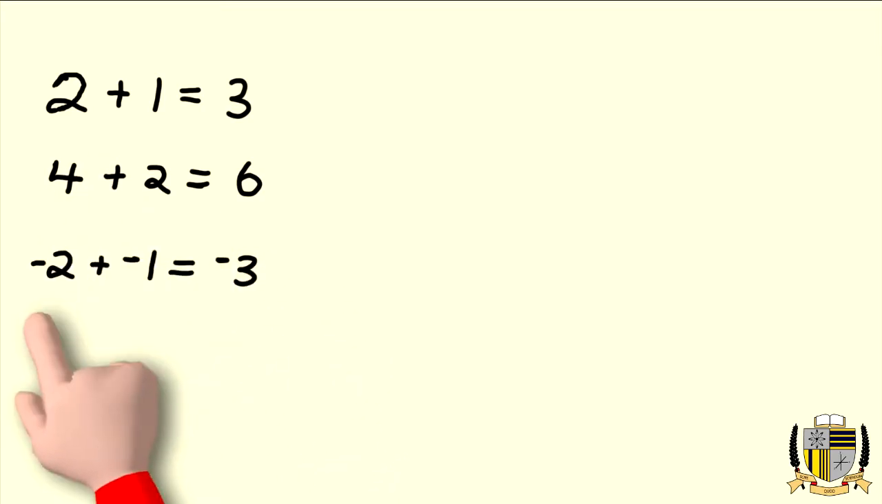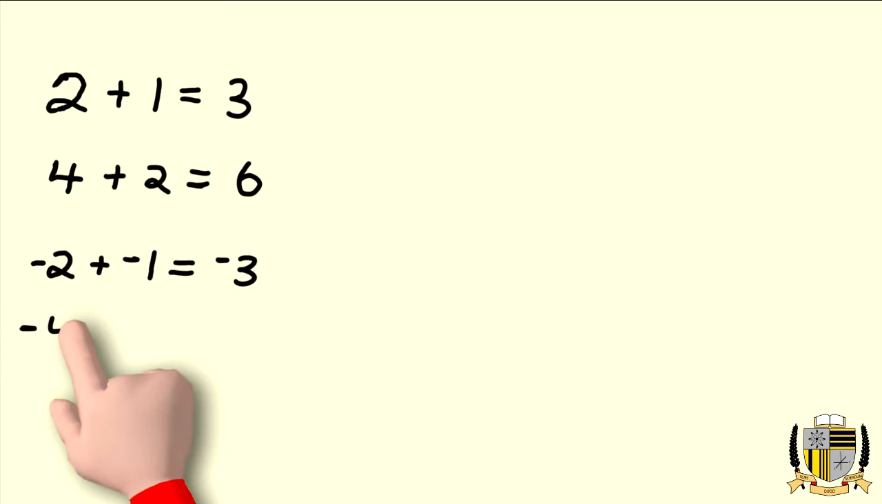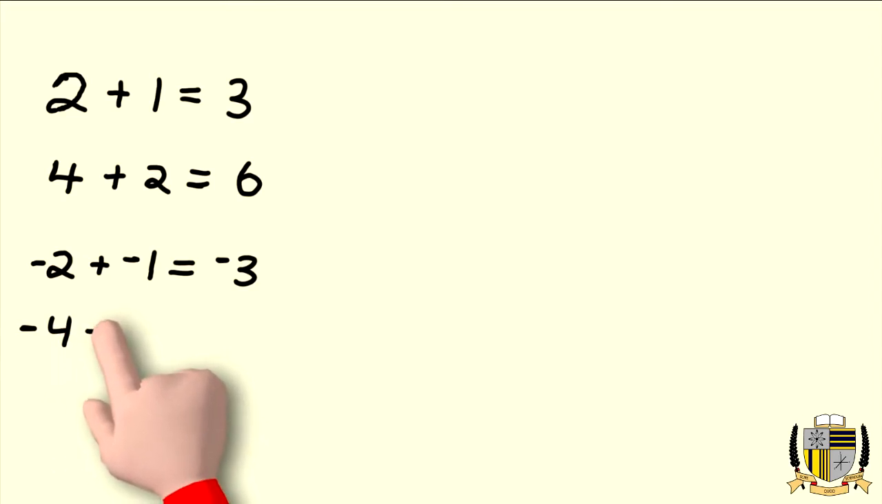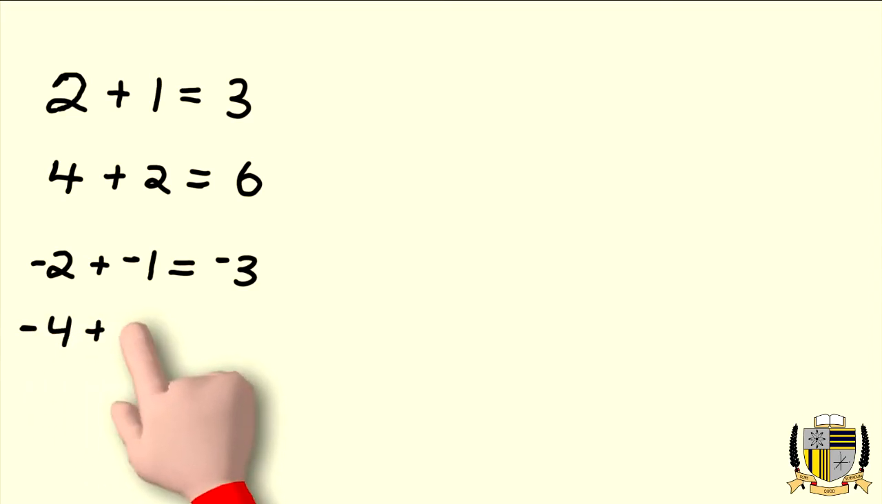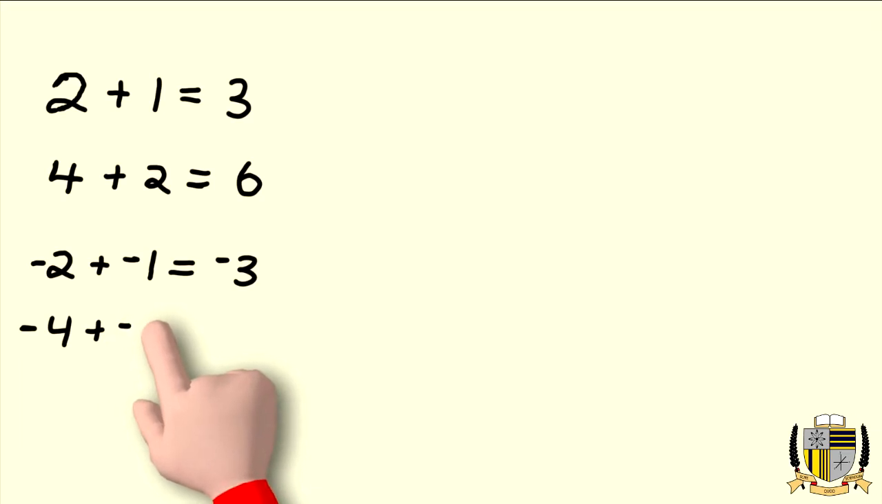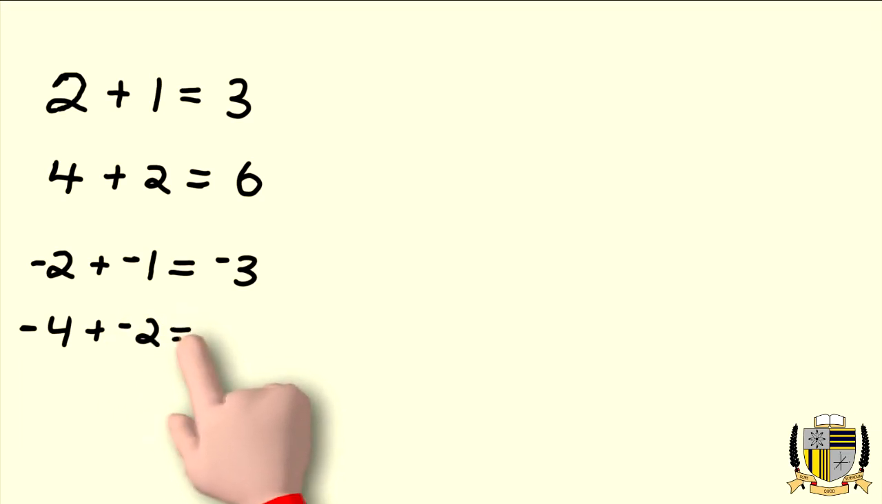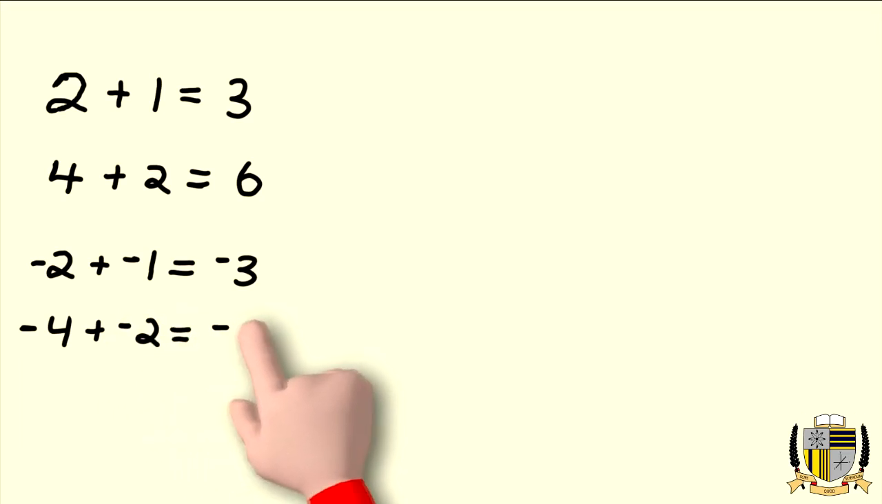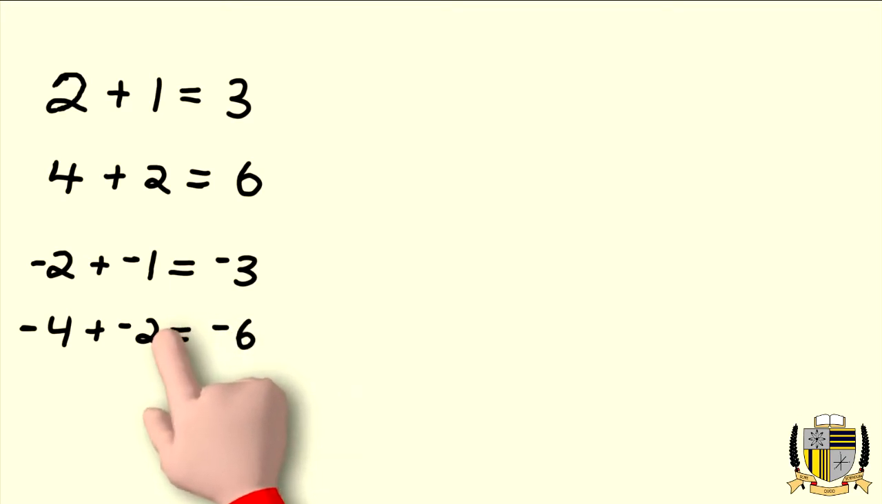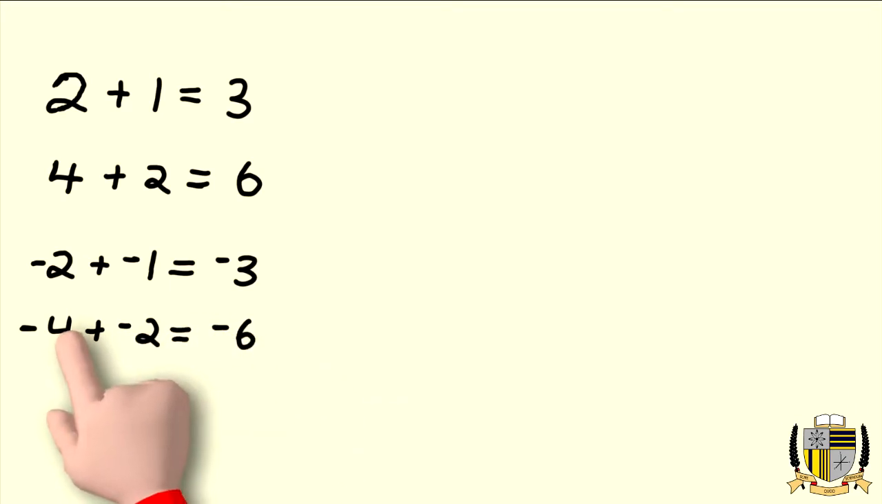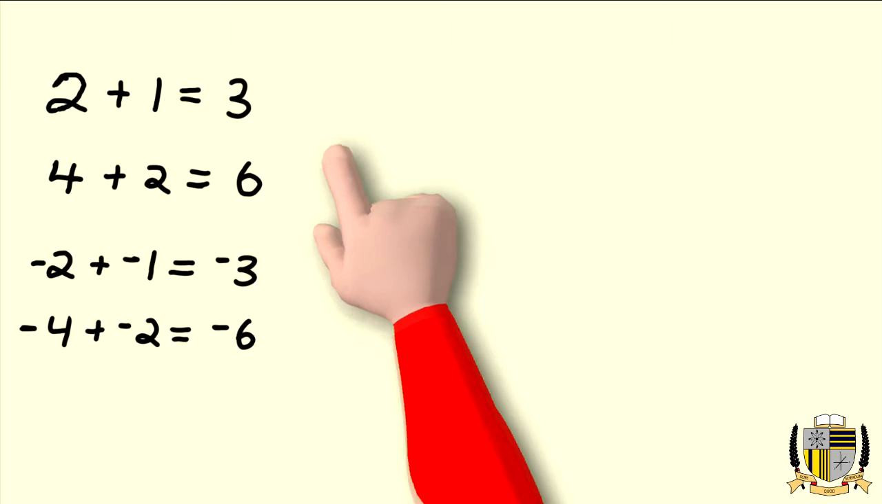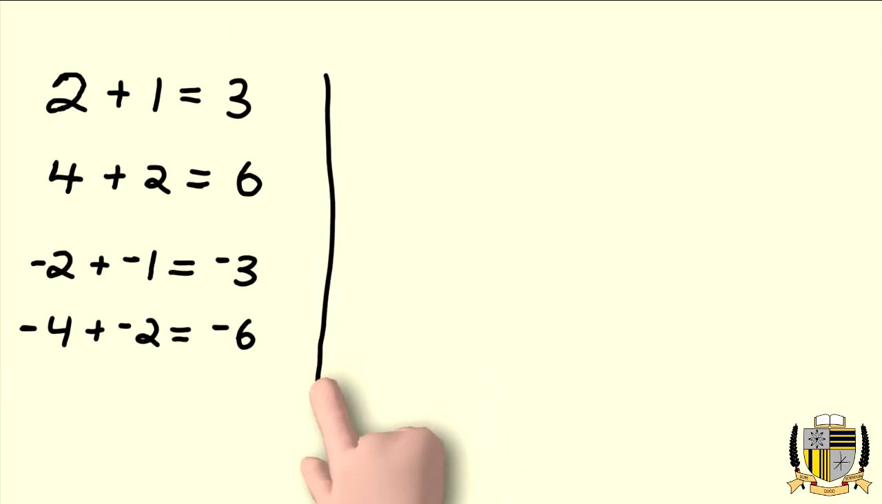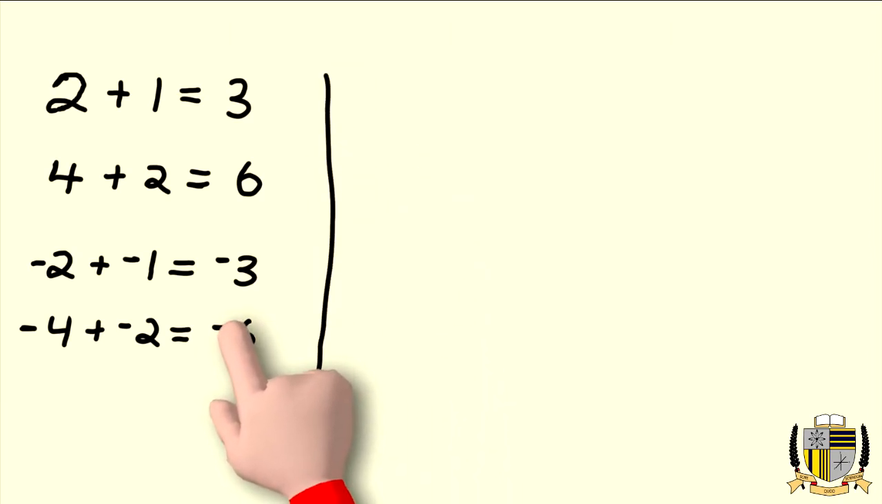Now looking at this, what if we have something like that? What do you think the answer would be? Negative 4 plus a negative 2. Well, that's just going to be a negative 6. The signs are the same, and we're just adding 4 plus 2. Signs are the same. We keep the sign in the answer.